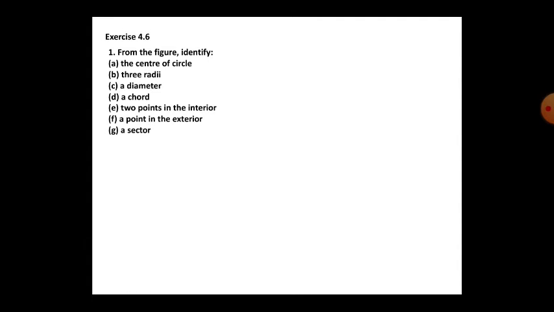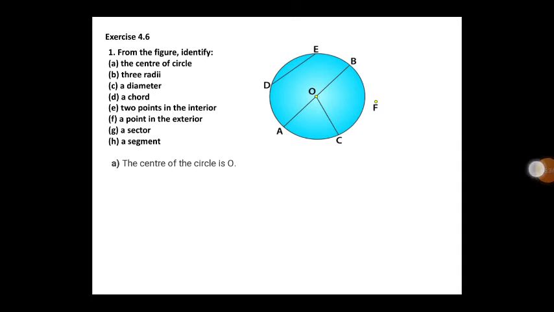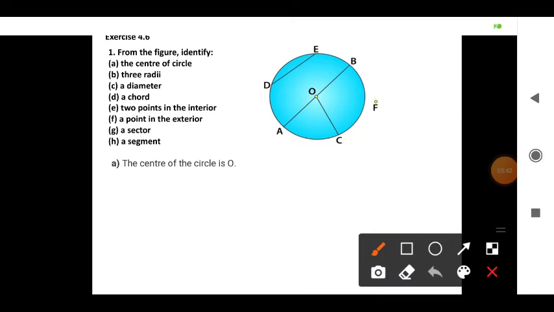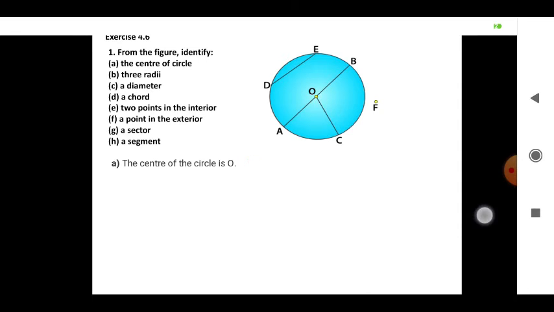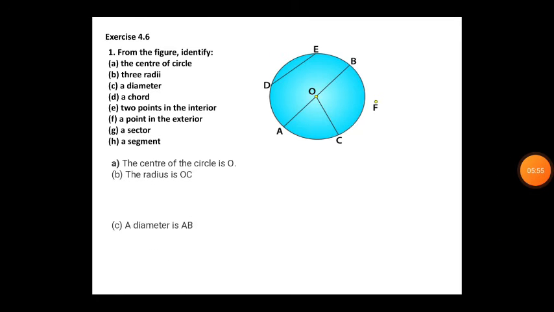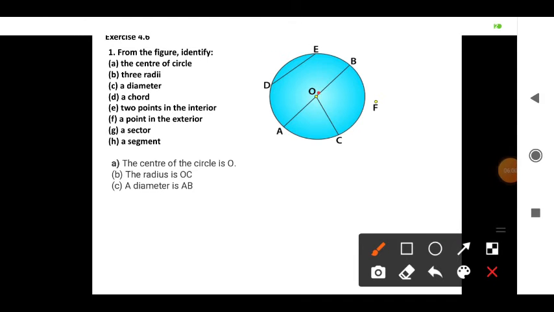Let me see. From the figure, identify the center of the circle, the three radii, a diameter, a chord, two points in the interior, a point in the exterior, a sector, and a segment. See, in the circle, you have to write what the center of the circle is. The center of the circle is denoted as O. Which are the three radii here? OC is one radius, and another one OA and OB. So OC, OA and OB are the three radii.